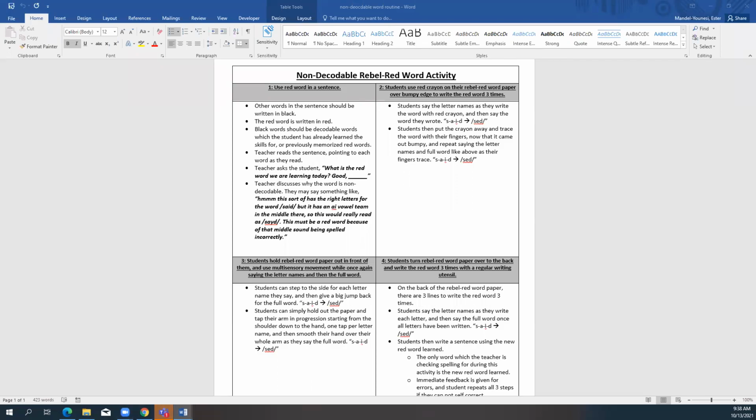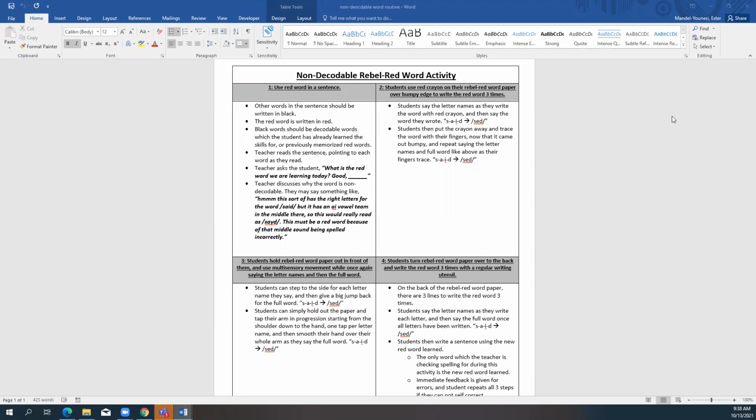Hello, I'm going to be walking you through the non-decodable rebel red word activity. Just remember that this activity is to be used for non-decodable words, so words that don't follow the phonics rules. It's important to know that 86% of the English language is completely phonetic, and then we have that 14% which is non-decodable. But it's important to know that they're only partially non-decodable.